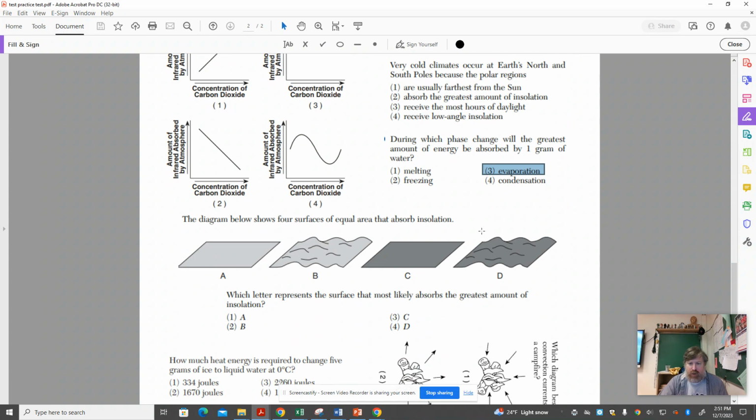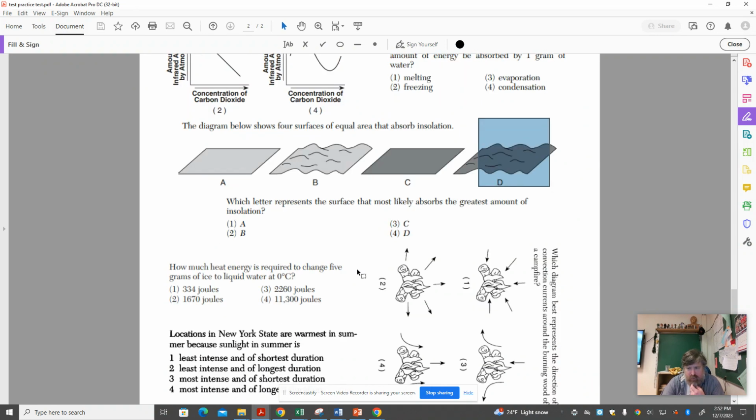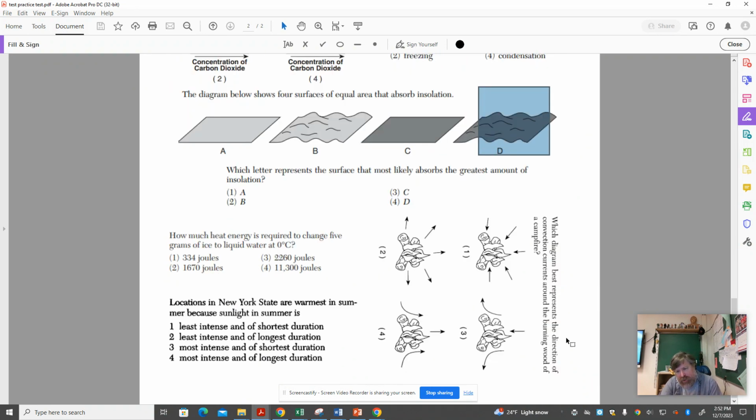Surfaces that absorb insolation, dark and rough, are the things that heat the fastest. So if they want the greatest amounts, that will be D, the dark and rough one. The white and smooth will be the least. So A is the opposite. D is the correct answer. B and C would be somewhere in the middle. People did okay with this question today.